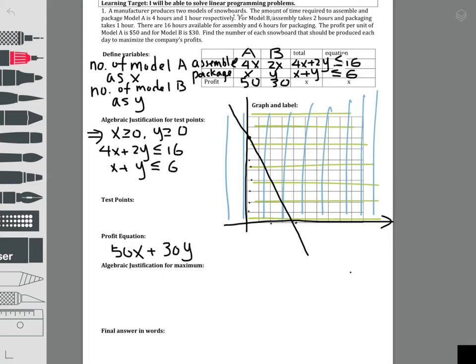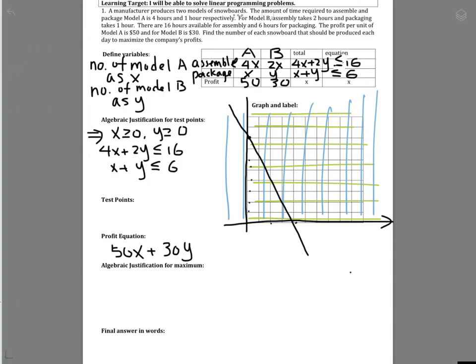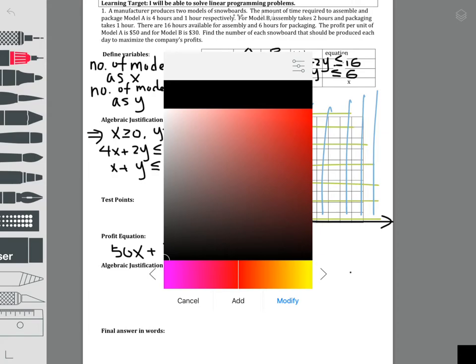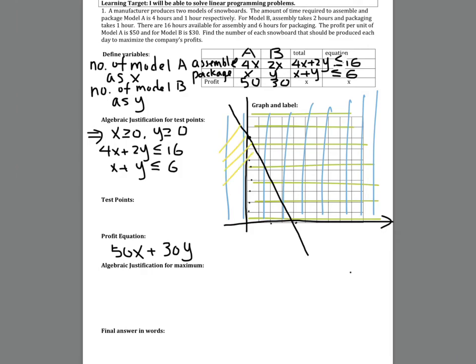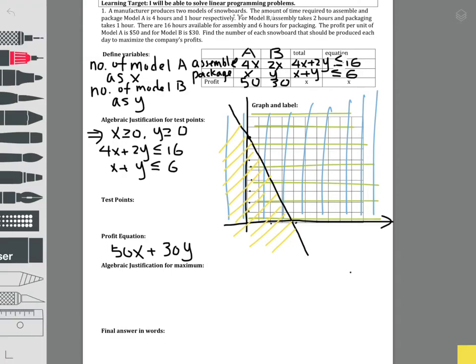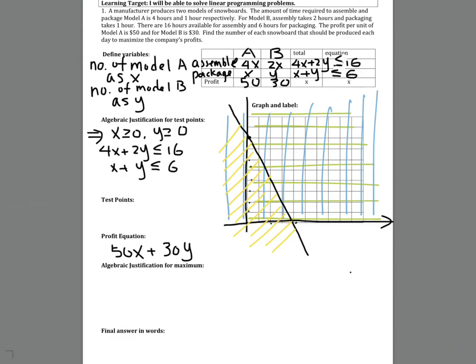So you can see 0 plus 0 is less or equal than 16. So I have to mark down the region that has the 0, 0 in it, which is below the line. And the last one, we have x plus y less or equal than 6.